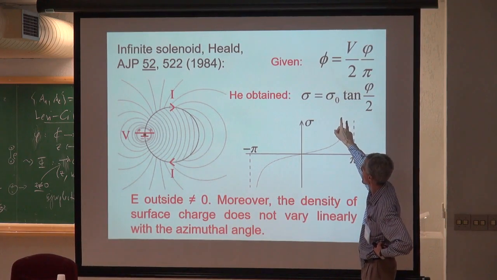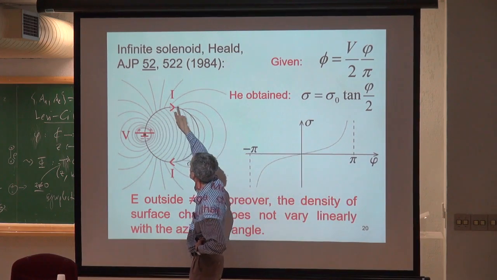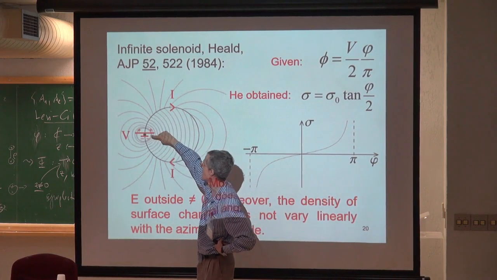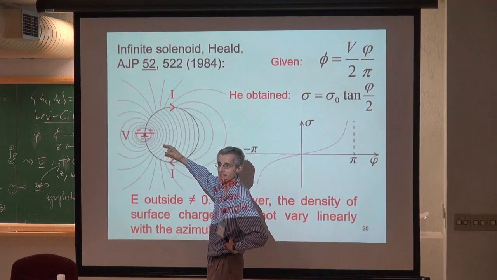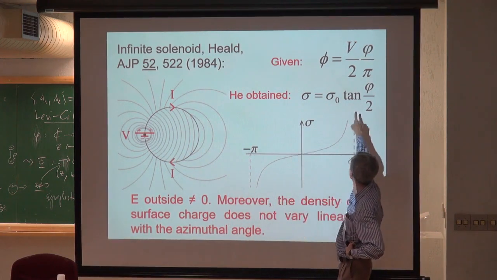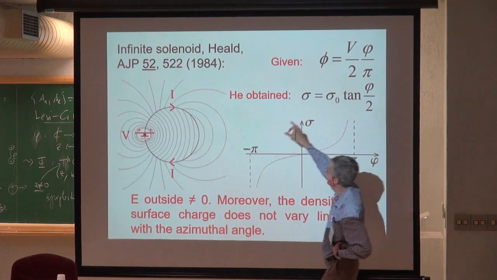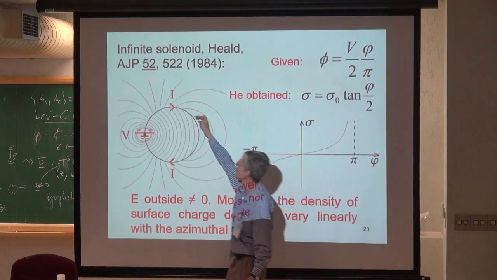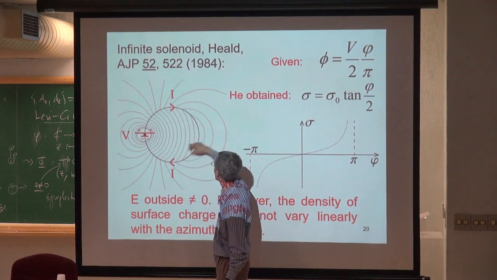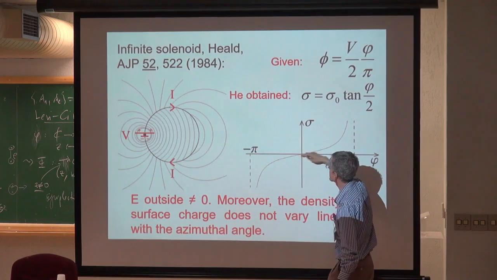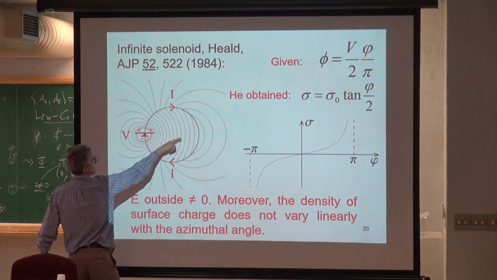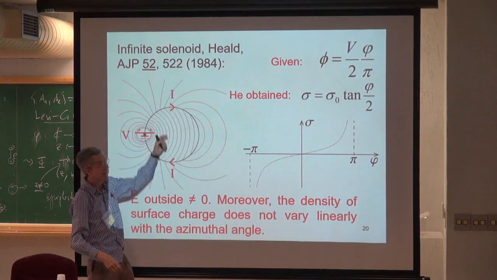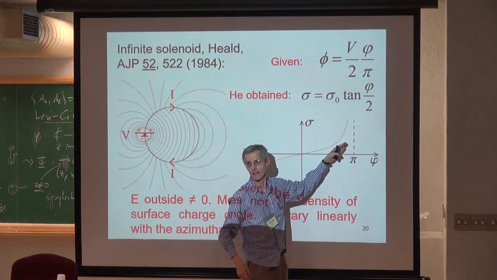And in particular, when we calculate the density of surface charges, it is no longer linear with the angle here. The potential goes linear with the angle, but the density of surface charges goes with the tangent of the angle. Okay? So it goes to infinity when we reach the battery. In this region, it is linear with the angle, but when we go to this point, it's no longer linear with the angle. It grows faster than linearly, okay?